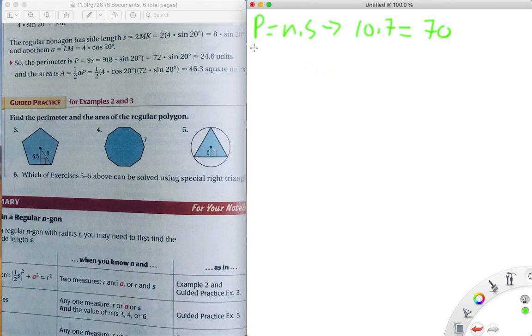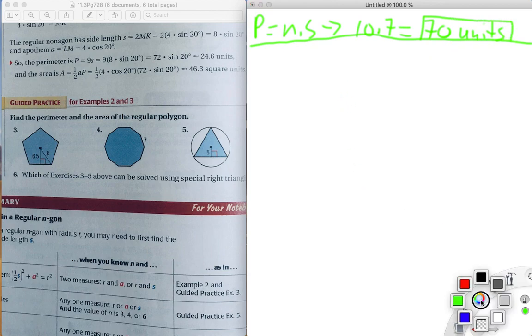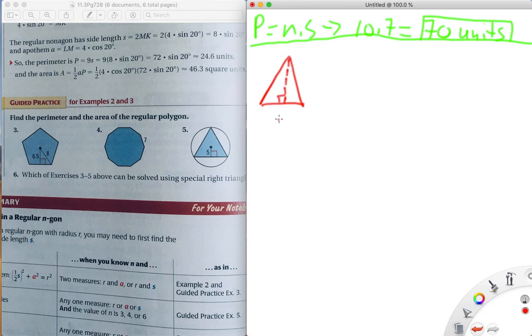Next thing they want us to do is to find an area. I guess I gotta write 70 units because they don't give me a number. Alright, 70 units. In order for me to find the area, I first need to find the apothem. I already have the side. So the first thing to do is to find the central angle. So one of these triangles is going to look like this. I want to find this apothem. This is what I'm looking for. I know that the side is this, so I have to find this guy.